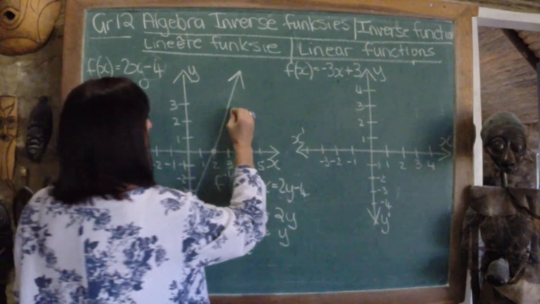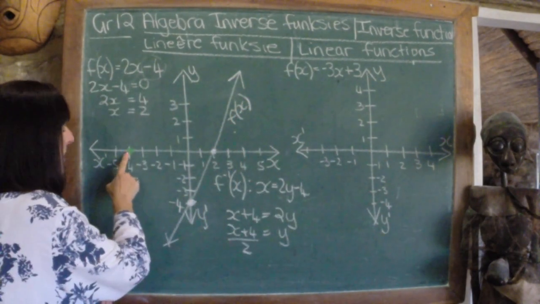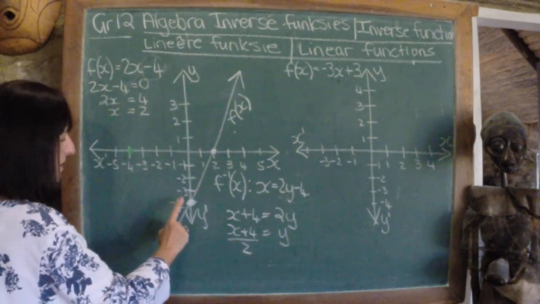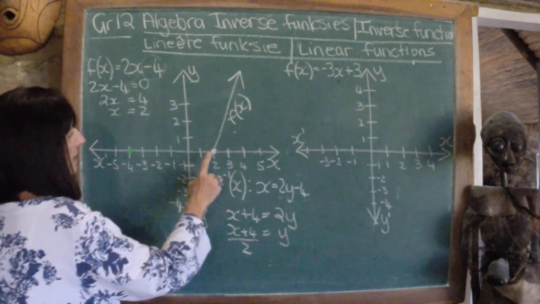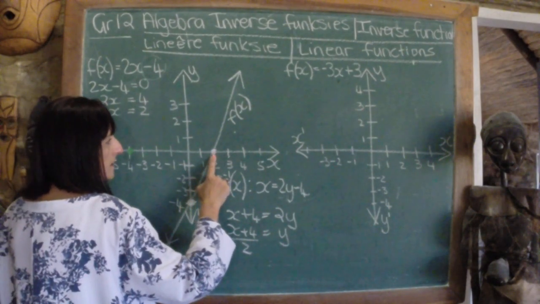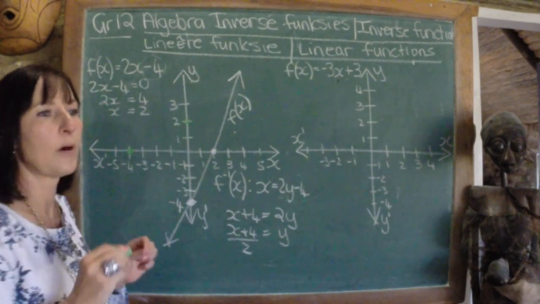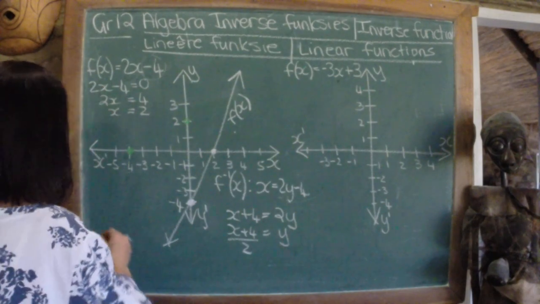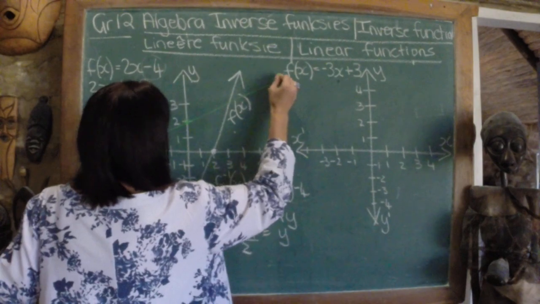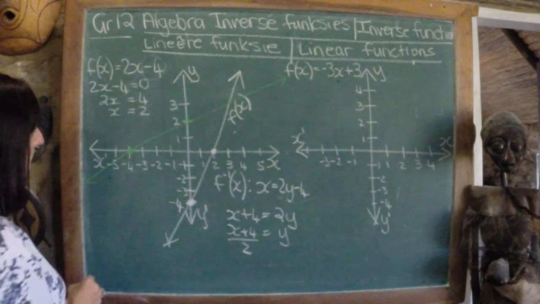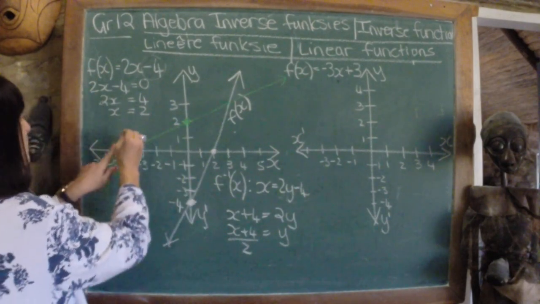Let's mark this one as f(x), the original function. That's my x-intercept because it was my y-intercept for the original function. Kom ons gaan kyk dan, my x-afsnit oorspronklike funksie was 2, so nou word dit my y-afsnit. Baie eenvoudig. It simply switches around. So now I'm going to draw this. Okay, excuse the wobbly. And this is now my inverse function.